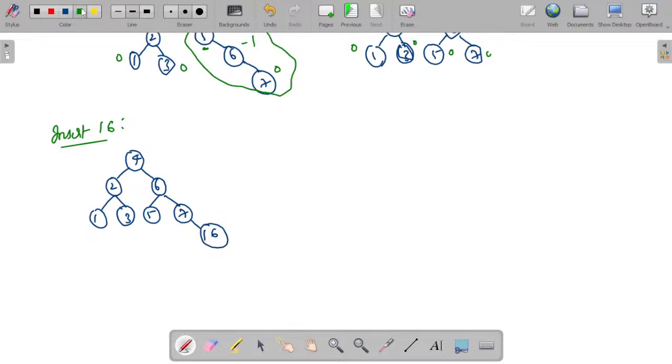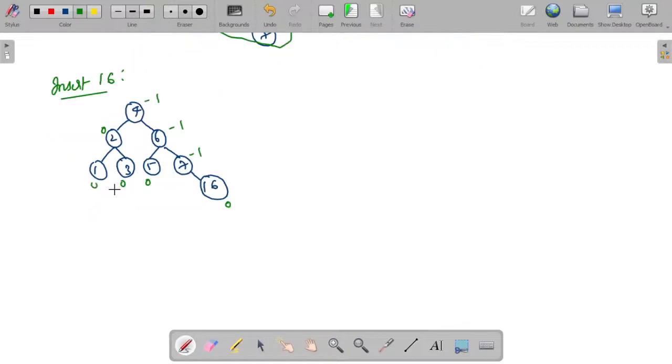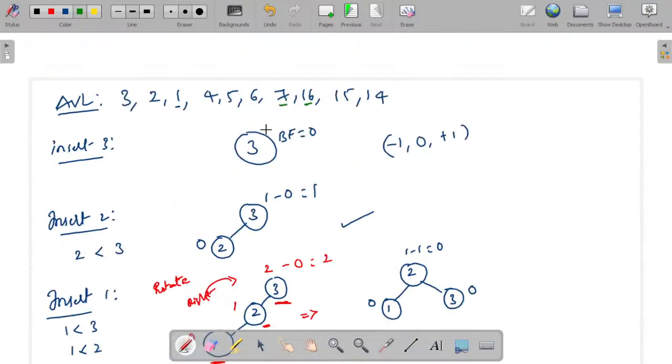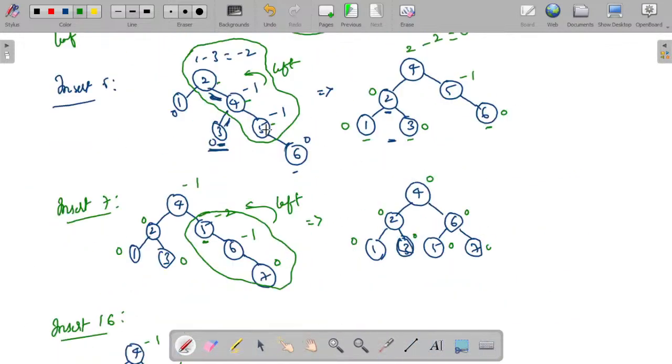So the balance factors will go like this: 0 for leaf nodes obviously, and for 16 also 0, whereas for 7 it is 0 minus 1, which is minus 1, and for 6 it is 1 minus 2, which is minus 1, and for 4 it is 2 minus 3, which is minus 1, and for this it is 0 because 1 minus 1. Now the balance factors are within the range, so this tree is also valid. Now we can insert the next element. After 16 we are inserting 15.